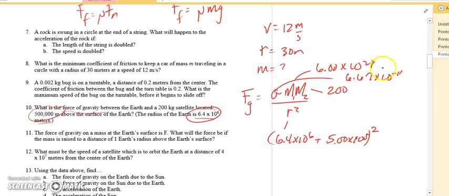And again, just be careful with your exponents here.